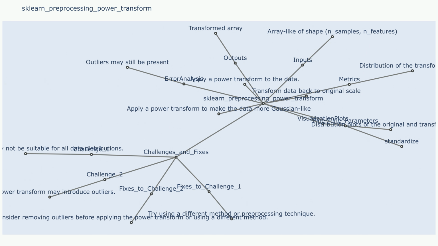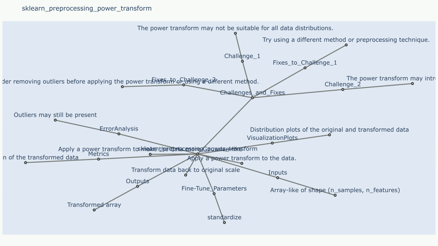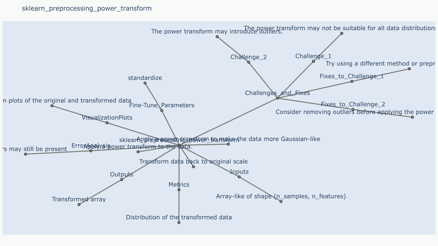Fine-tune parameters. Method: choose Yeo-Johnson for a more general transformation or Box-Cox for positive values only. Standardize: if set to true (default), the data will be standardized before applying the transformation. Standardization helps ensure consistent scaling across features. Copy: if set to true (default), the input data is copied before transformation. If false, the transformation is performed in place.